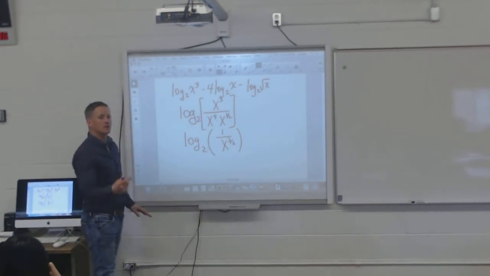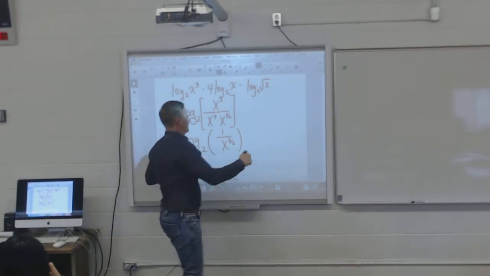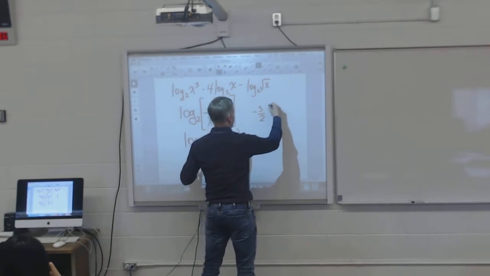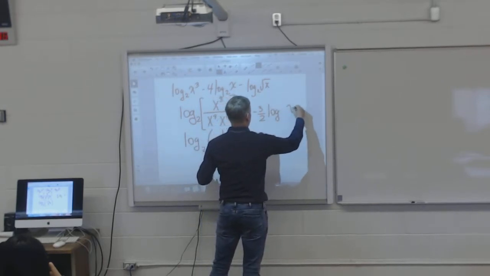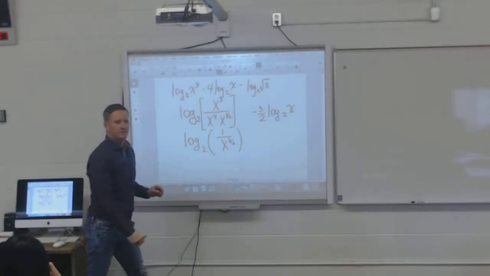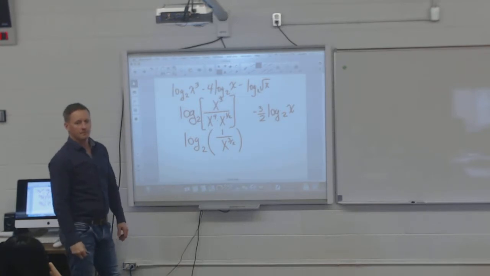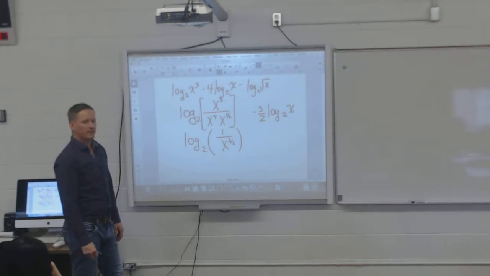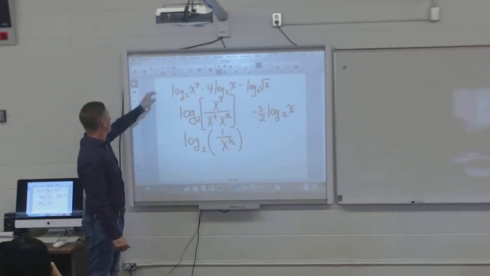Is negative 3 over 2 log x to the base 2 still considered right? Yeah. It's still a single logarithm. That's my intended goal. So yeah, I would mark that correct. Okay.